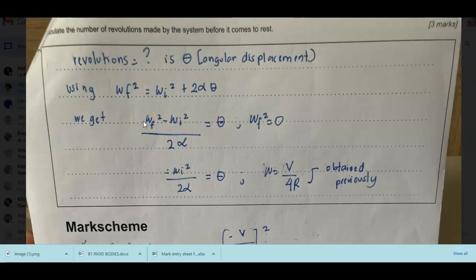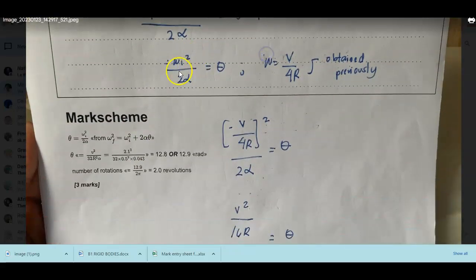Alright, moving to the last problem. It says here that we have to calculate the number of revolutions made by the system before coming to rest. When we talk about revolution, we're actually talking about angular displacement, or how much did it cover. Now, using the formula for uniform rotational acceleration, which is final angular speed squared is equal to initial angular speed squared plus 2 alpha theta, we can now derive a formula for angular displacement, which is theta. This gives us omega final squared minus omega initial squared over 2 alpha. Since it comes to rest, omega final squared will become 0. This will leave us this expression, which is negative omega i squared over 2 alpha is equal to theta.